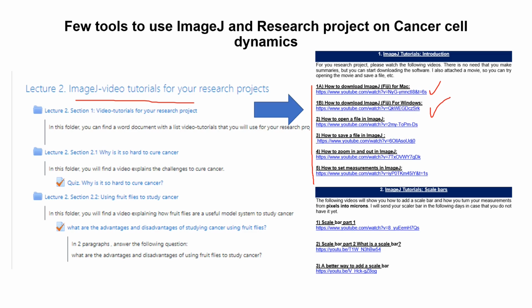These are very simple things: how to open a file, how to save a file, how to zoom in, how to make a scale bar. Just very simple stuff, but they will be fundamental for you to start working with ImageJ. Later, when we meet, we can go through any questions that you have.